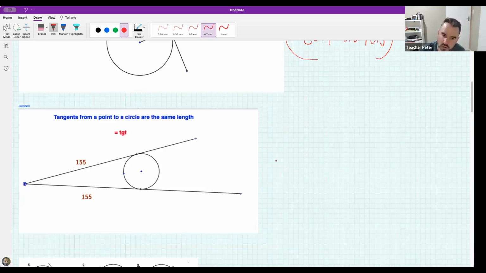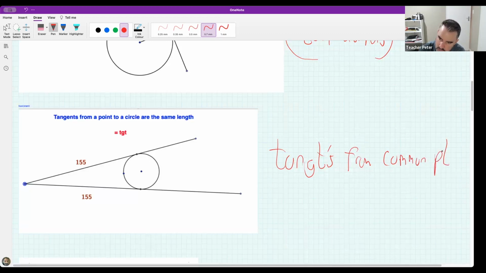And these are called tangents from a common point.